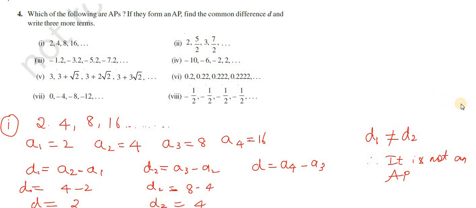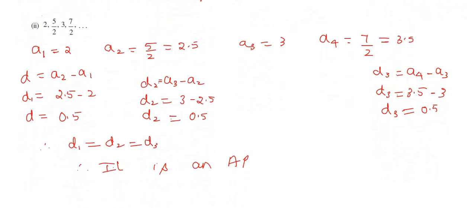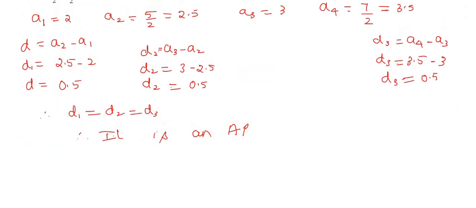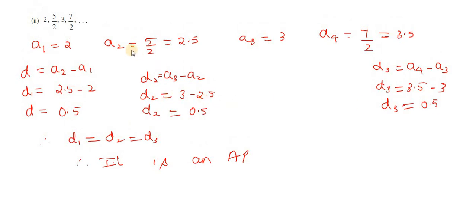Okay, so now this is an AP. If it is an AP, what should we do? We should write three more terms. They gave you A1, A2, A3, A4, right? So now we need to write A5, A6, A7.